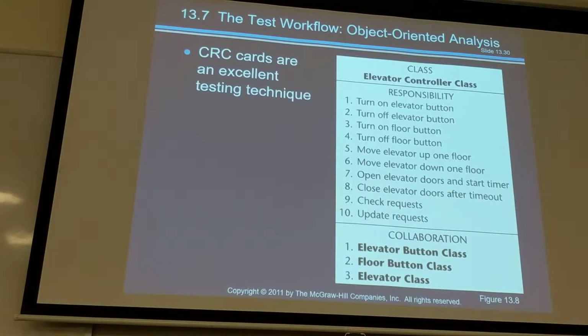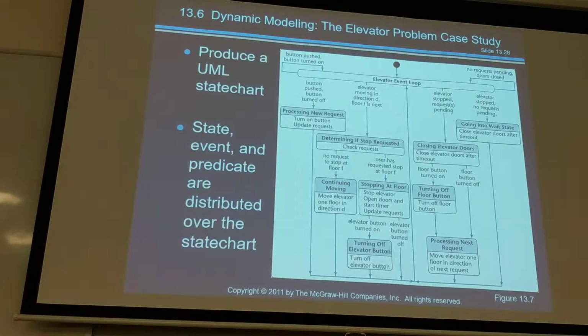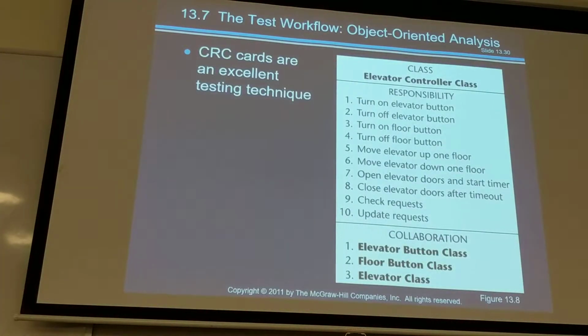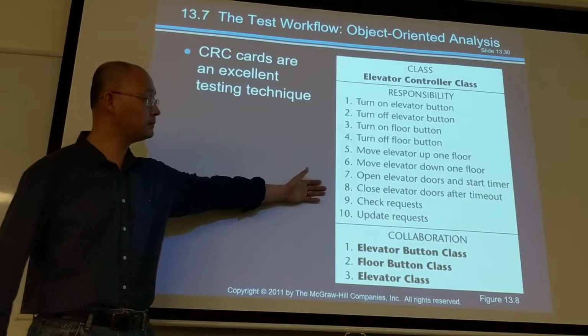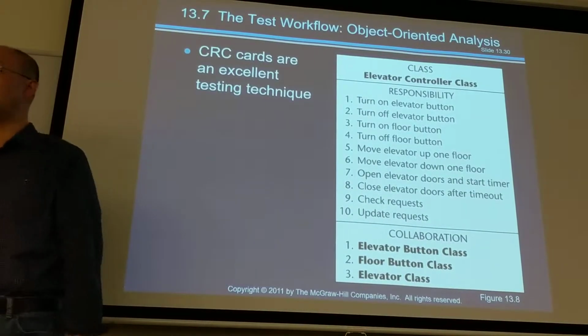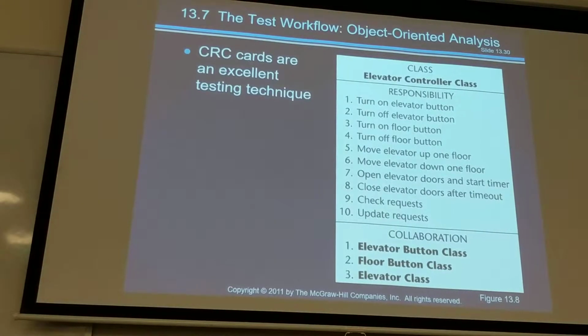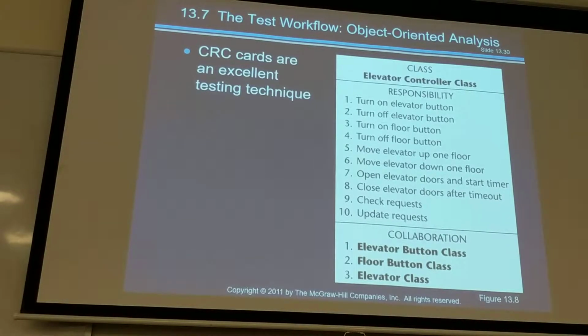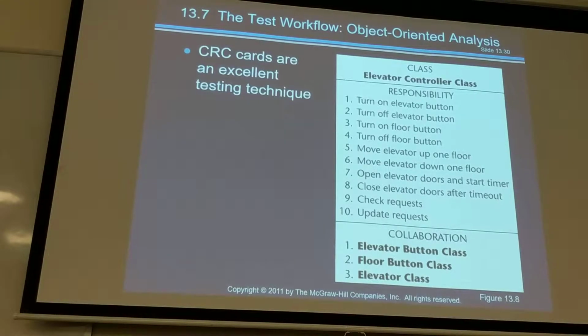CRC card basically is to capture, okay, now I'm going to assign responsibility according to this dynamic behavior, state machine, to each object, to each class. What are the responsibilities and what other classes is it talking to? This is basically for you to capture the information of each class. CRC cards eventually translate into our object definition.